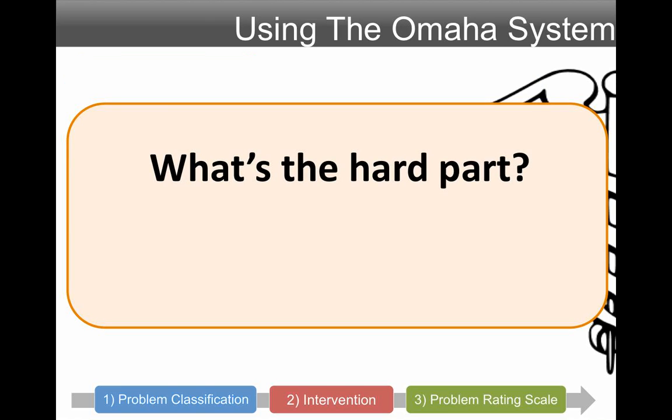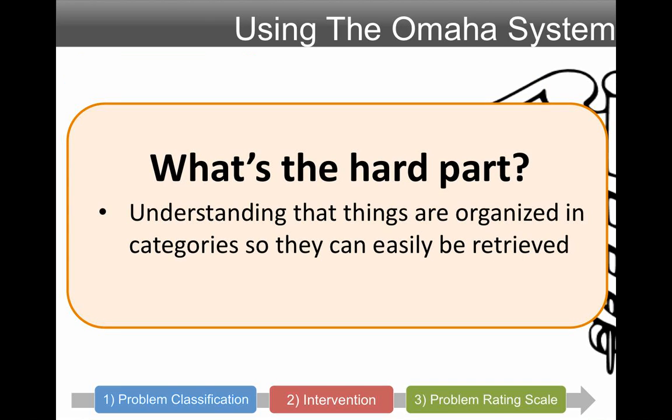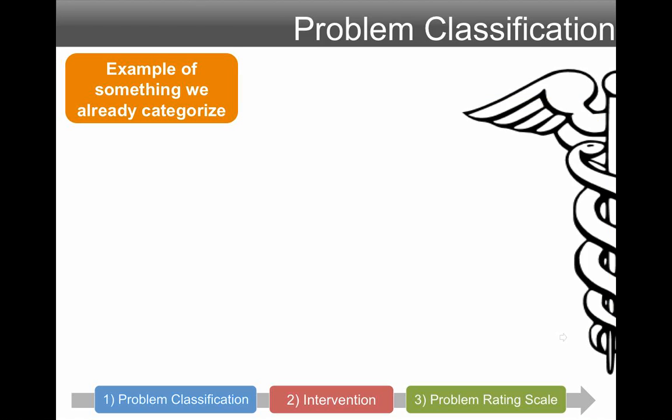So what's the hard part? The hard part is understanding that things are categorized and organized so they can be easily retrieved. You don't have to memorize anything. All of the resources will be provided to you. So what do I mean by categorizing and organizing? Let's take a look at an example where you need to find something pretty specific, like a book, for example. Say you want to find the latest Stephen King novel.